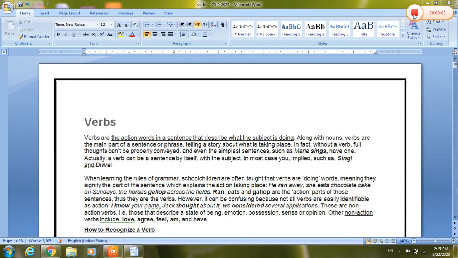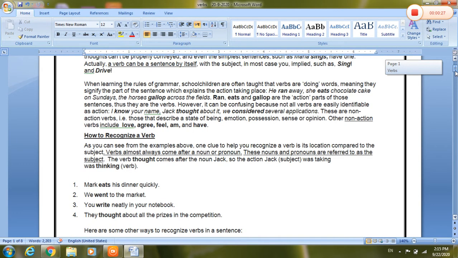Verbs are the action words in the sentence that describe what the subject is doing. Without a verb, the meaning of the sentence is not going to be complete. And by the way, a verb can be a sentence by itself, like when I say sing, ride, run. So it's very important to use a verb in a sentence to be complete.